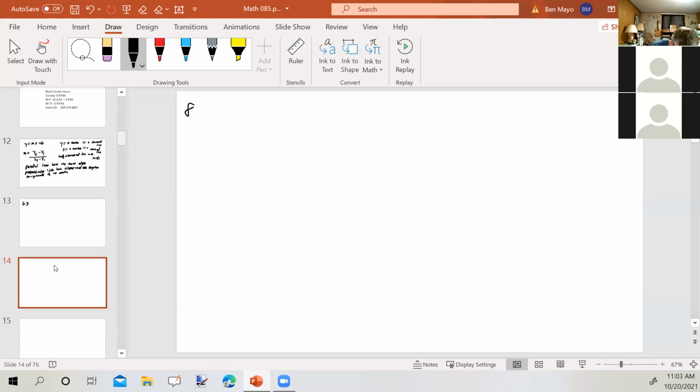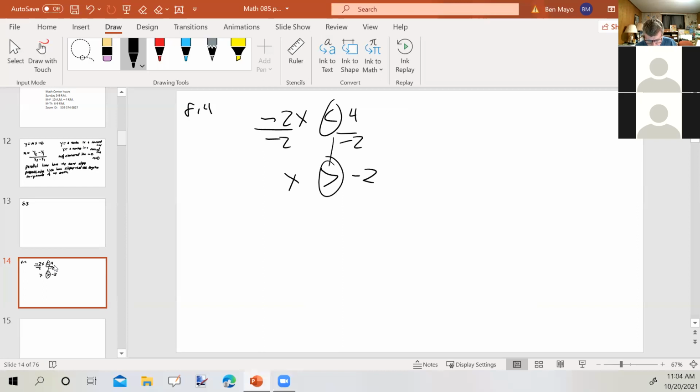That was section 8.4. A couple of things to remind you of in compound inequalities, or just inequalities in general. If you multiply or divide both sides of an inequality by a negative, you change the direction of the inequality sign. So if you've got negative 2x less than 4, and you divide both sides by negative 2, you change the direction of the inequality sign. We dealt with union and intersection. Union used the word "or," and intersection used the word "and" when they dealt with inequalities.